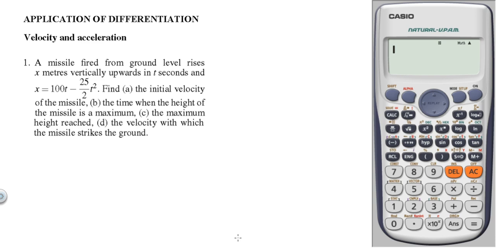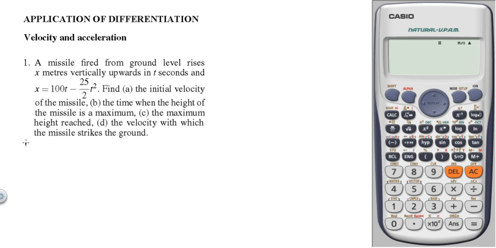Okay, number one. A missile fired from ground level rises x meters vertically upwards in t seconds and x equals 100t minus 25 over 2 t squared. Find A, the initial velocity of the missile, B, the time when the height of the missile is the maximum, C, the maximum height reached, D, the velocity with which the missile strikes the ground.